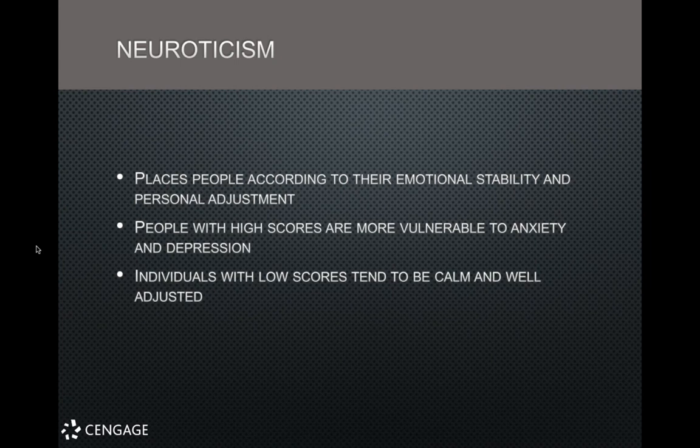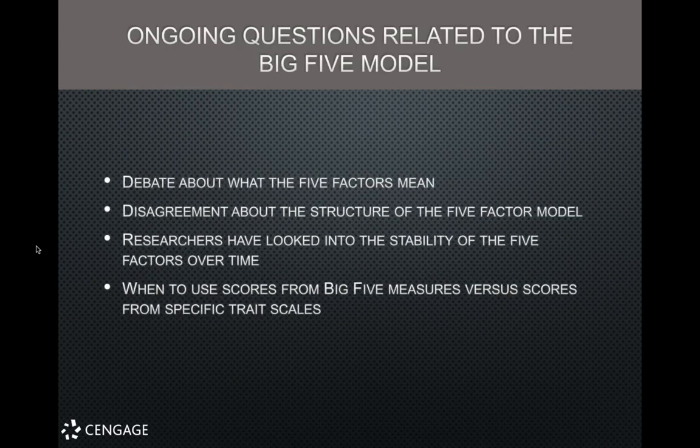So when we look at neuroticism, we see that it places people according to their emotional stability and personal adjustment. People with high scores are more vulnerable to anxiety and depression, and individuals with low scores tend to be calm and well adjusted. Next, we will be looking at the ongoing questions regarding the Big Five.